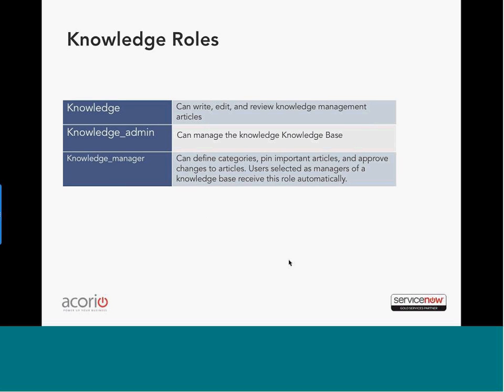And then terminology around the roles that we'll be referring to throughout the demo. So the knowledge role can read, edit, and review articles. Then we have a knowledge administrator. They can manage the overall knowledge bases, and then the feedback, and then the criteria behind the knowledge bases. And then we have the knowledge manager. They can define the categories, they can pin important articles, they can approve or reject any articles, and then obviously retire. I hear some background noise. You can mute your lines.